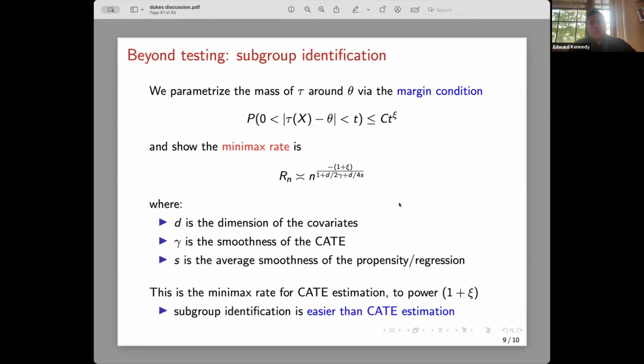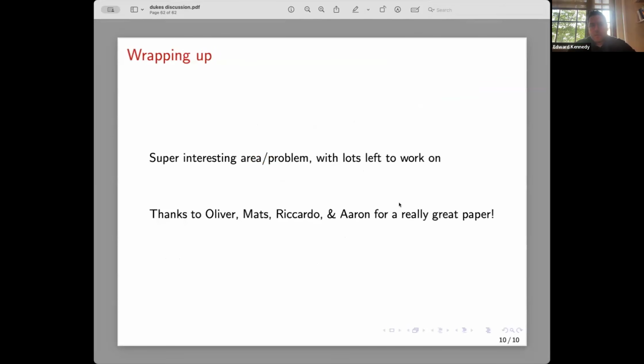But this is just maybe one example of a way of moving on to estimation from the testing setting. I think there are lots of other avenues there that could be interesting to think about in connection with this work. So I'll stop there and just say thanks again for really nice work, really nice talk. I think there's a lot of cool stuff left to work on here.